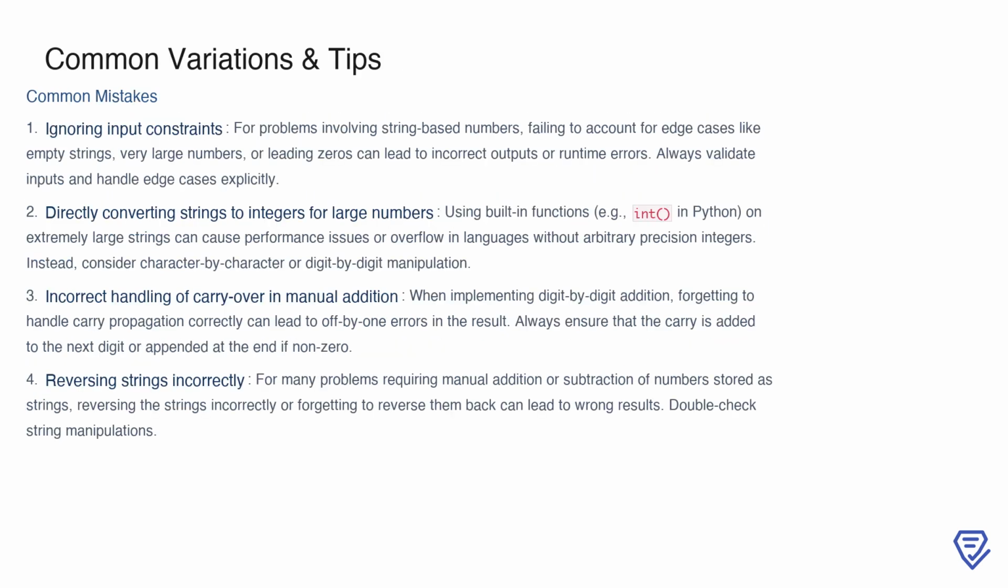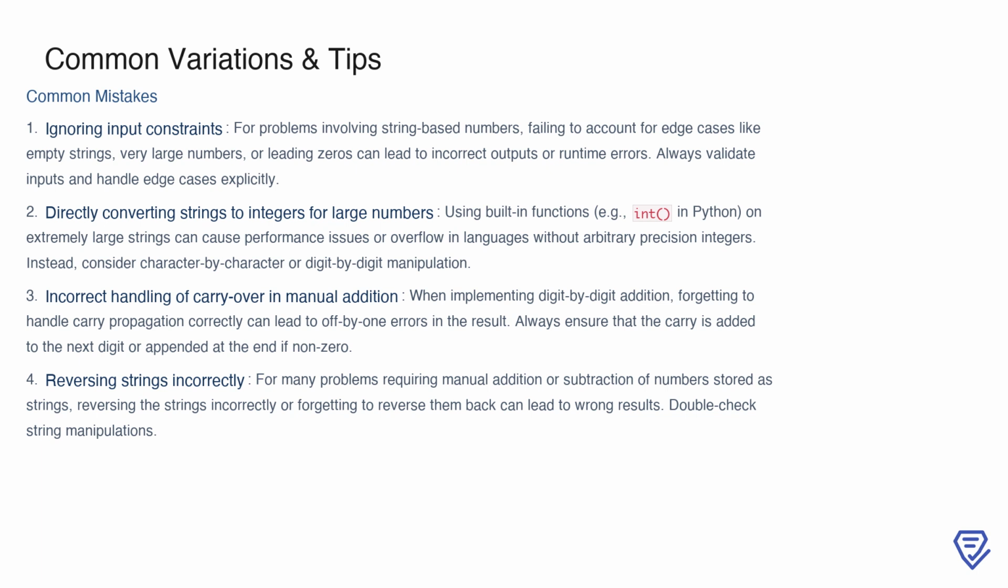When solving string-based number problems, there are a few common pitfalls to be aware of. First, ignoring input constraints can lead to unexpected errors. For example, failing to handle edge cases like empty strings, strings with leading zeros, or extremely large numbers can result in incorrect outputs or runtime issues. Always validate your inputs and explicitly handle edge cases.